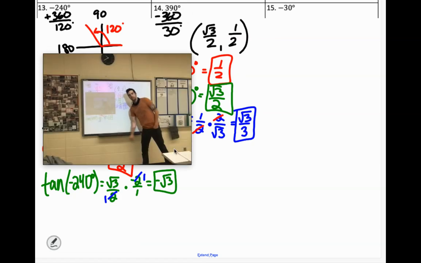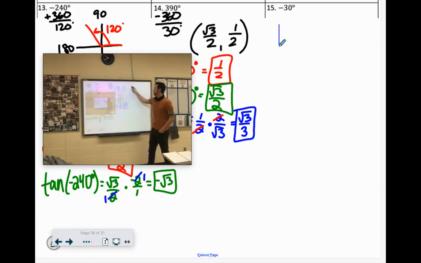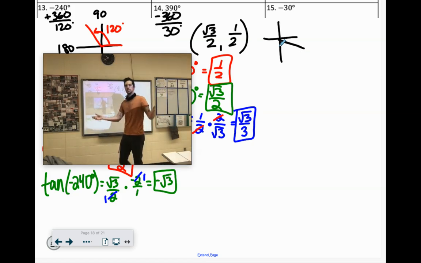All right, here we go. I'm running out of time, so we'll start this in the next one, but negative 30 is 30 degrees down here, so our reference angle is going to be 30 degrees. Let's get it on the next one.